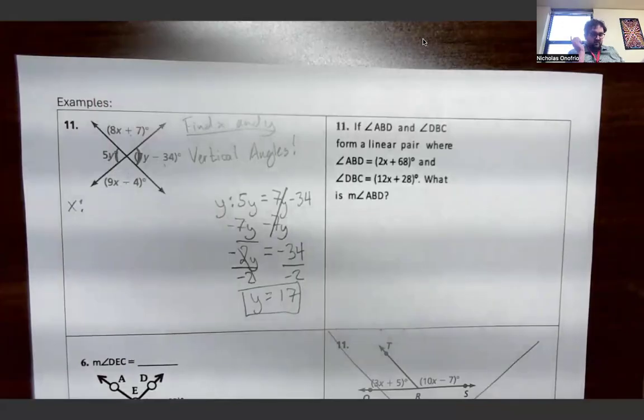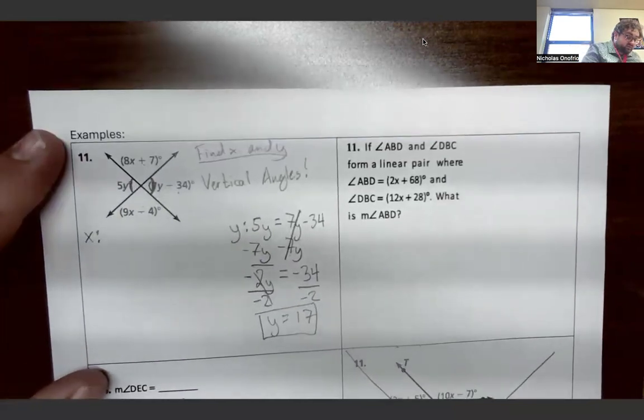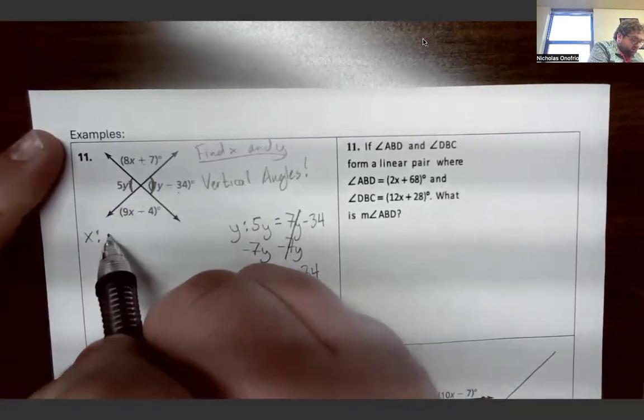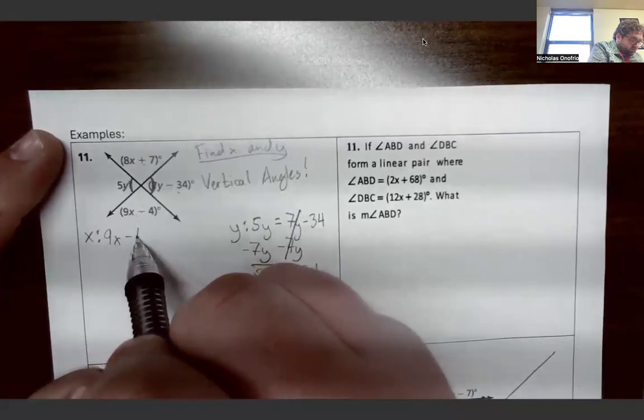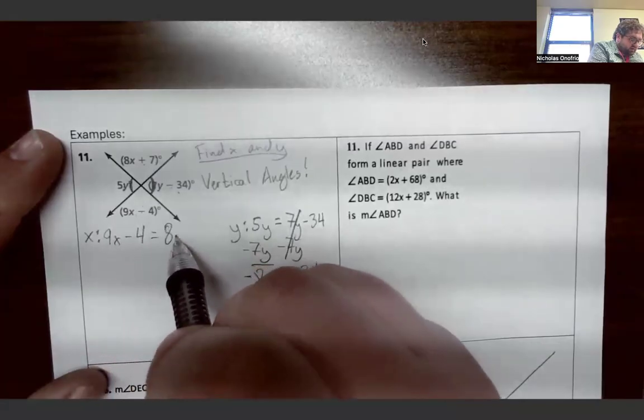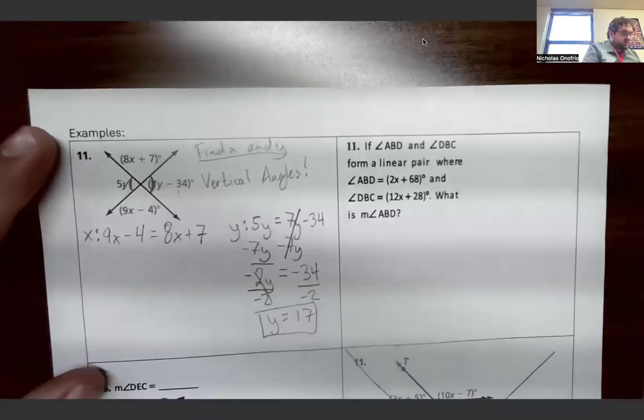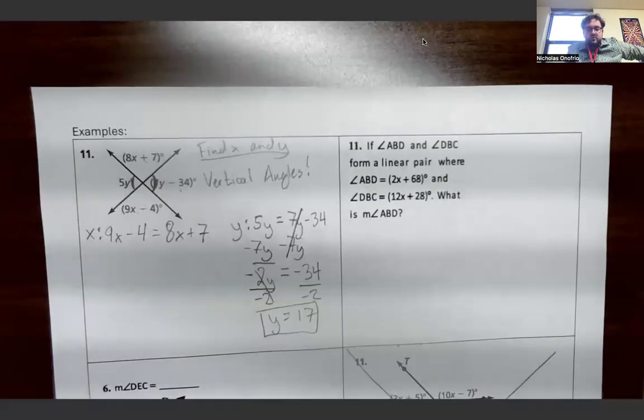All right. Easy peasy, not too bad, right? Let's look at solving for x. We have vertical angles again. So let's set up our equation: 9x minus 4 equals 8x plus 7. Now, you're probably like, Mr. O, they both have the same amount of stuff. They both have a variable number. They're the same. So what do we do?